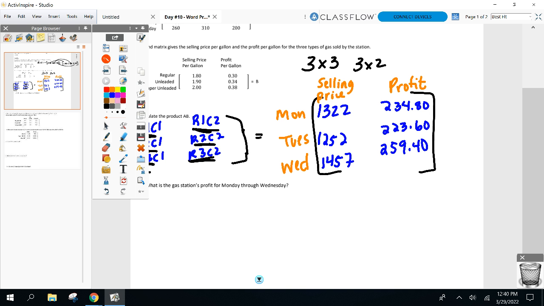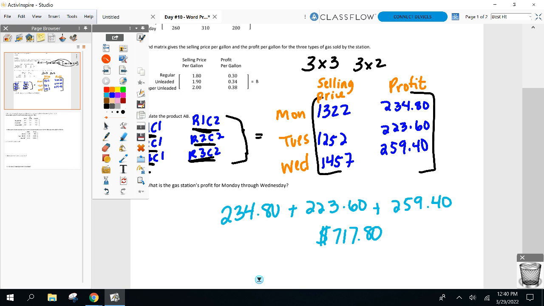What's the profit from Monday through Wednesday? And we got to be able to read this matrix and pick off what number or numbers I'm going to need here. Profit on Monday, according to this matrix. $234.80. There's Monday. Again, I don't get that number unless I know what the rows and columns mean, right? Tuesday's profit, $223.60. And then Wednesday's profit, $259.40. I add them all together. Total profit, $717.80. That's why we need to know what the rows and the columns mean now, so we can answer these questions.